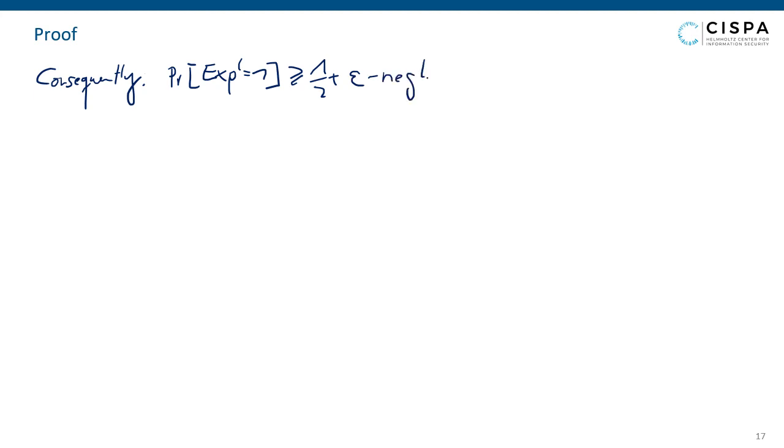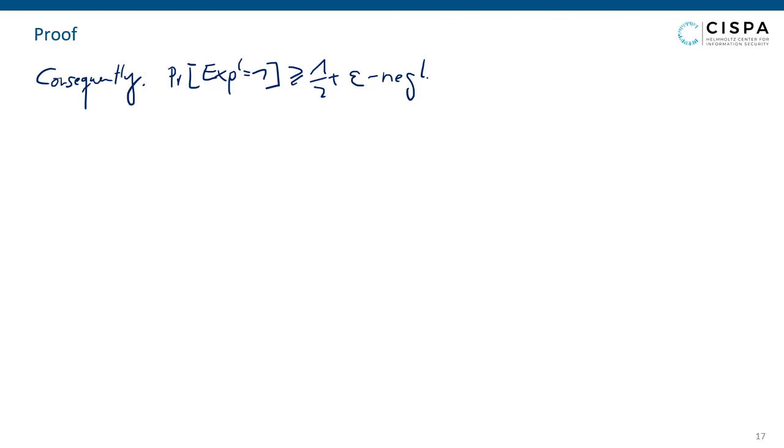Consequently, under the assumption that our KEM is INDCPA secure, we have that the probability that x prime equals 1 is greater than 1/2 plus epsilon minus negligible, right? And this 1/2 plus epsilon is just the probability that x equals 1.